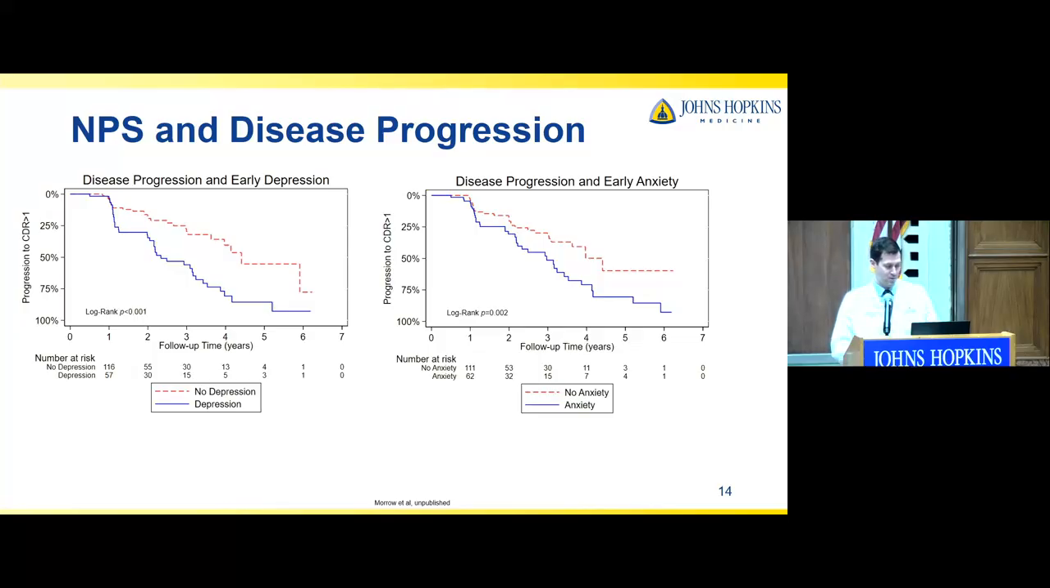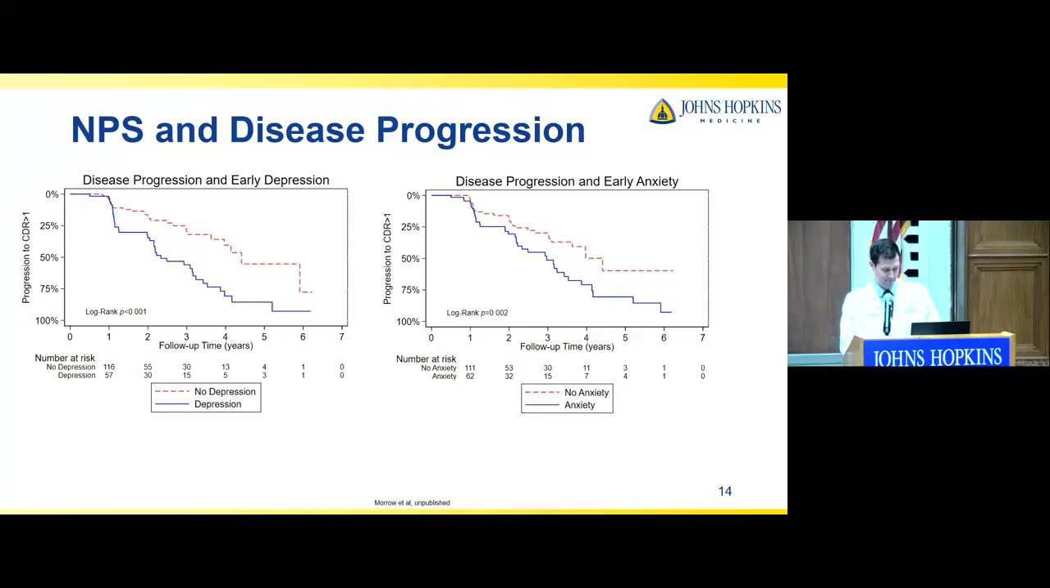So what these Kaplan-Meier graphs show is, in dotted red, these are patients without depression in the early stages of the illness, and in dark blue, it's patients with depression or anxiety on the right. And those that have the presence of depression or anxiety early on are more likely to progress from early stage to moderate or severe disease. So these symptoms are impactful in a variety of domains, really across the spectrum of what is important for patients and their families.